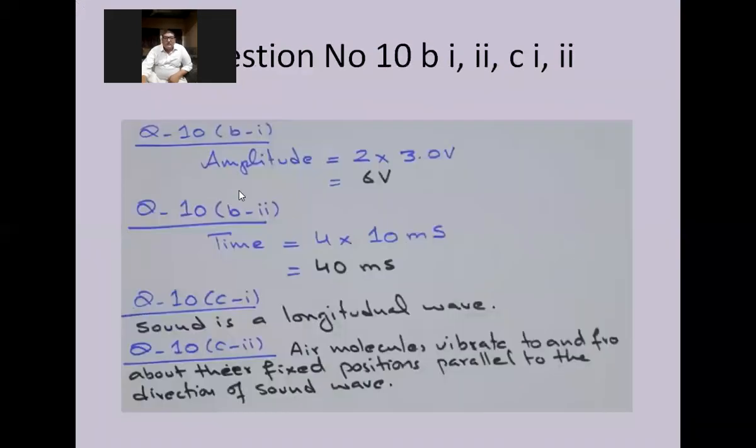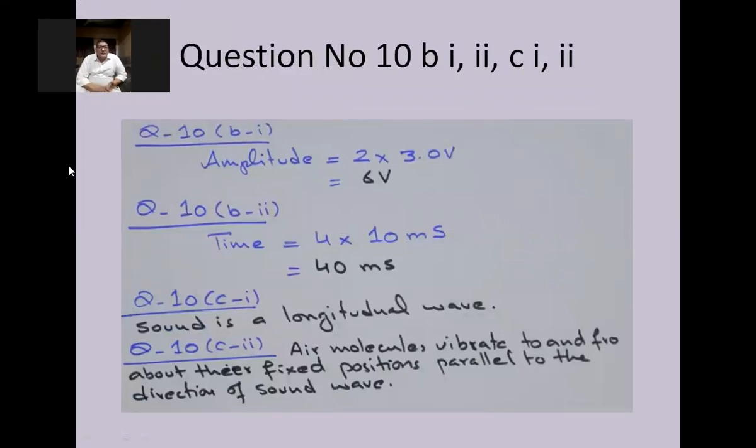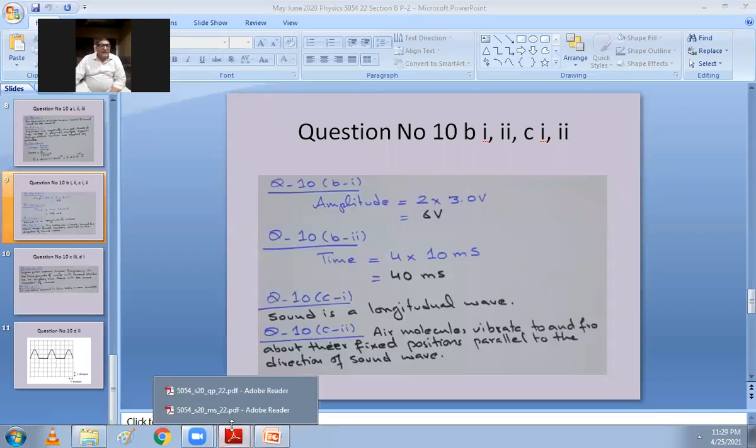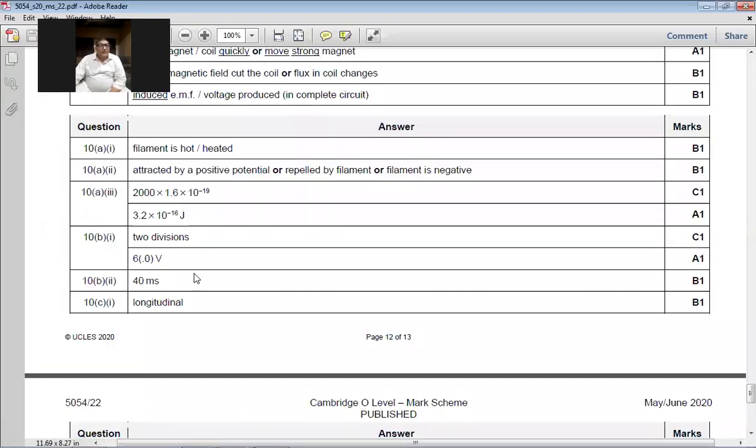Okay, so next question. The amplitude will be equal to 2 multiplied by 3 volt, so that will be 6 volt. And question number 10b, second part: there are 4 squares in a complete wave on the horizontal, so 4 into 10 milliseconds, which is 40 milliseconds. So the time period is 40 milliseconds. Let's check what the marking scheme has to say. The marking scheme says 6 volt and 40 milliseconds. So that is the right answer.